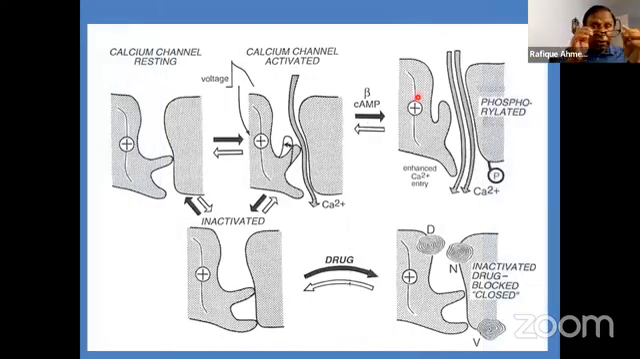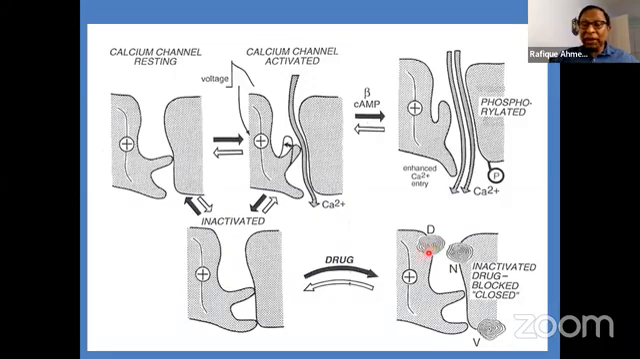Now, if you look at this calcium channel, this is the resting state, it opens up, calcium comes in, and then it closes. Look at how it happens: calcium channel blockers act on different sites of the calcium channel. Verapamil works here, diltiazem works on this side, and nifedipine works here. And that probably explains why the effect is different.